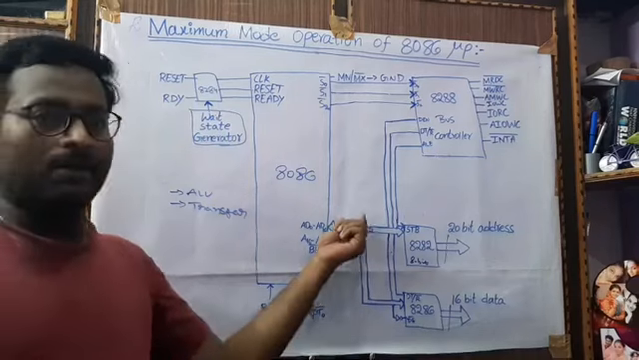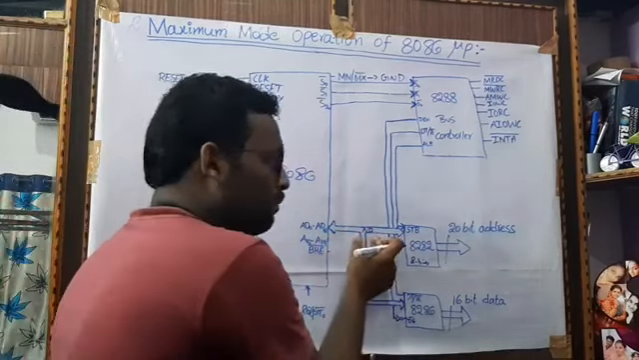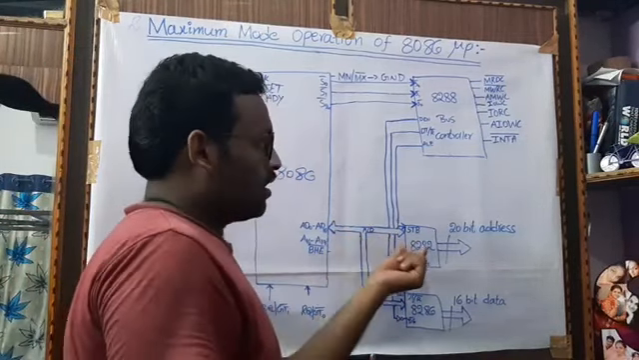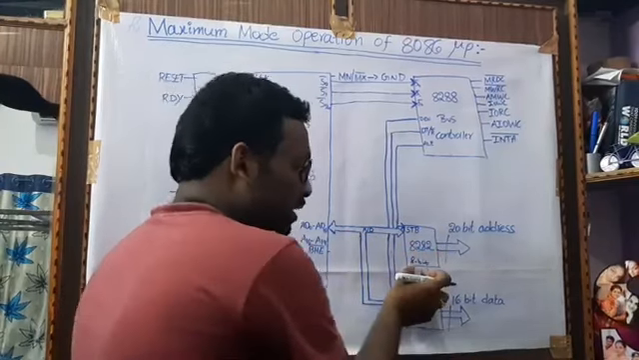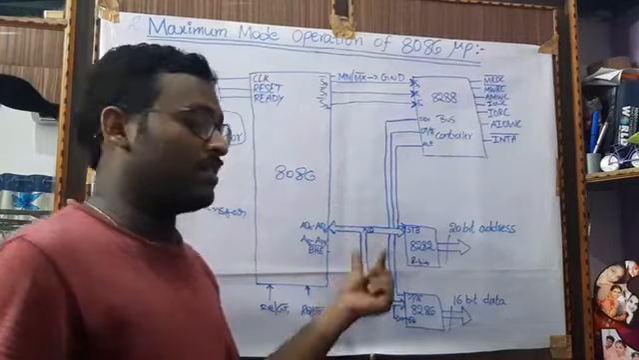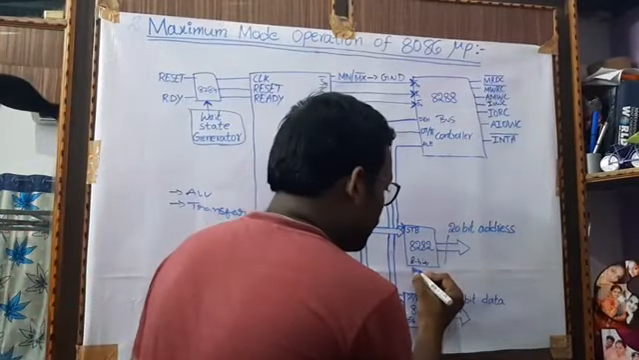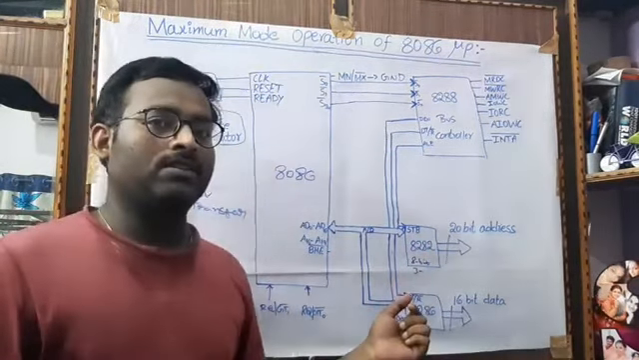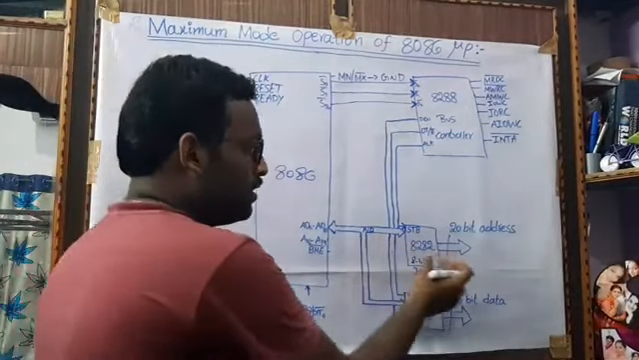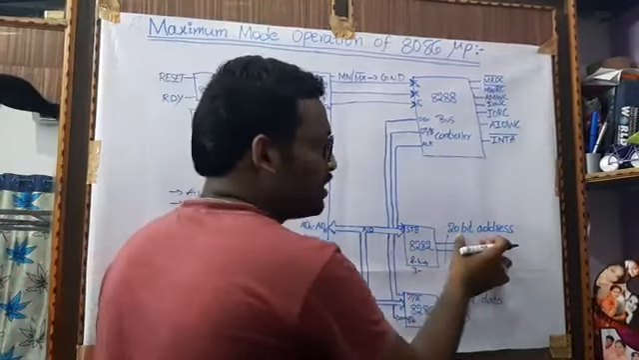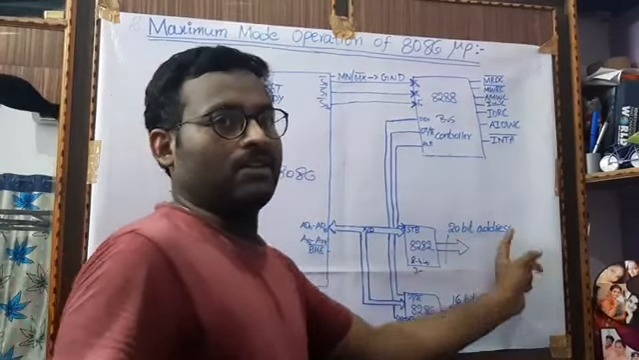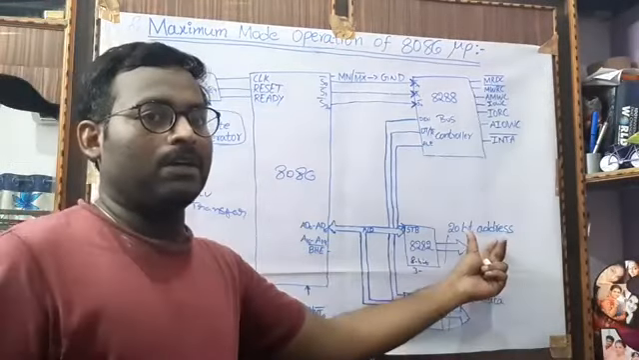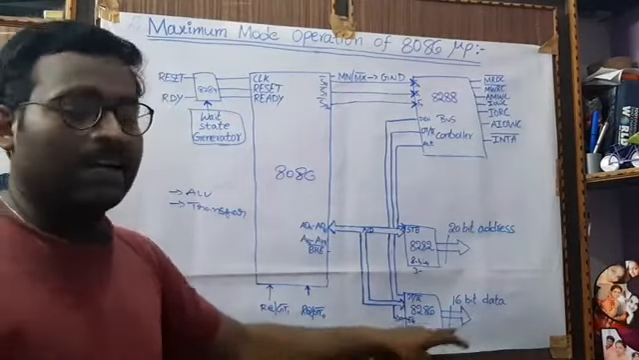From this address-data bus, we have to demultiplex the address. To demultiplex the address, it is connected to the 8282 latch, which is 8-bit, but we have 20-bit address lines, so three such 8282 latches are connected here. After the 8282 latches, we generate the 20-bit address lines here. So here the address is demultiplexed, and here the data is demultiplexed.